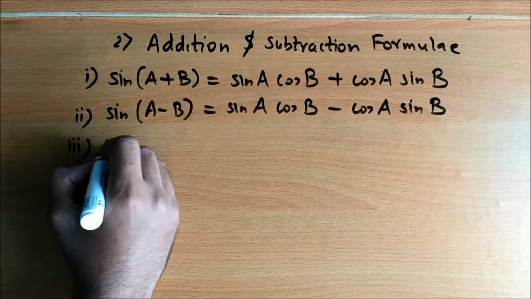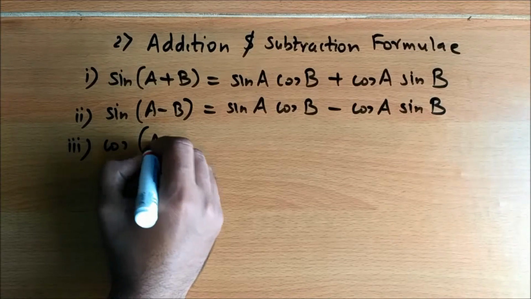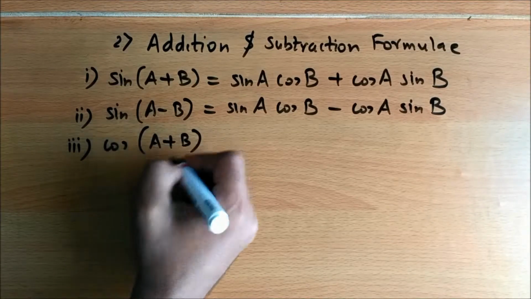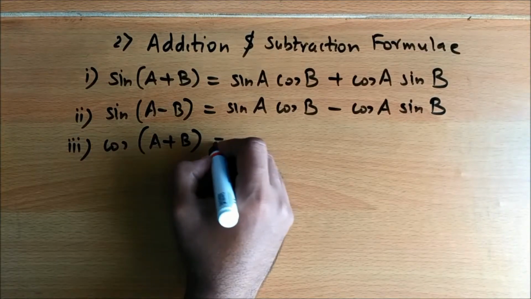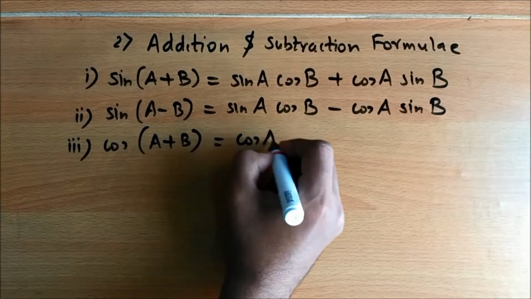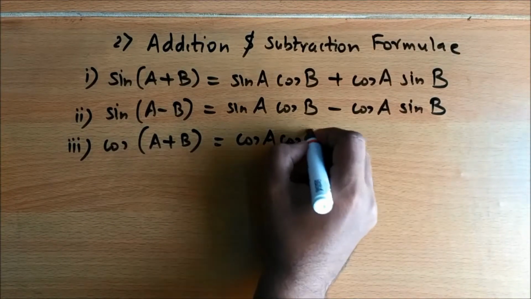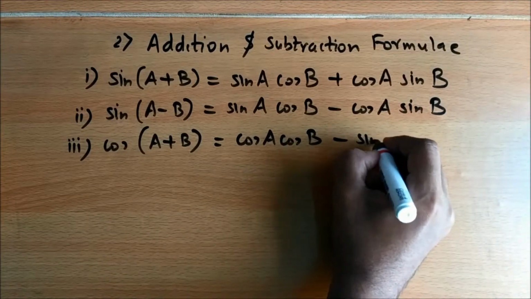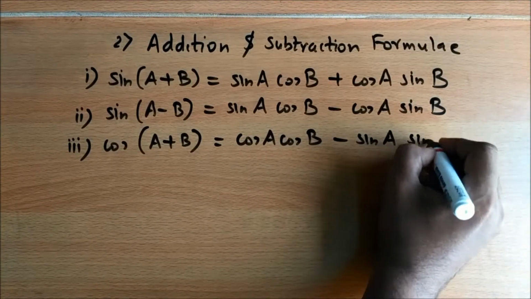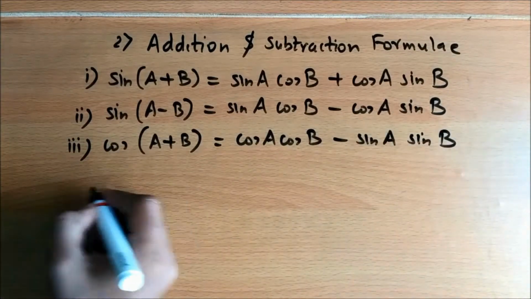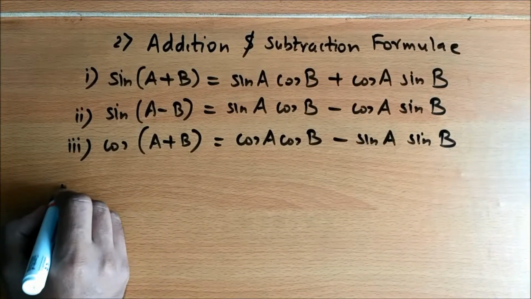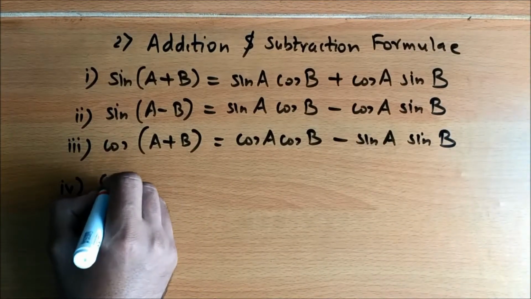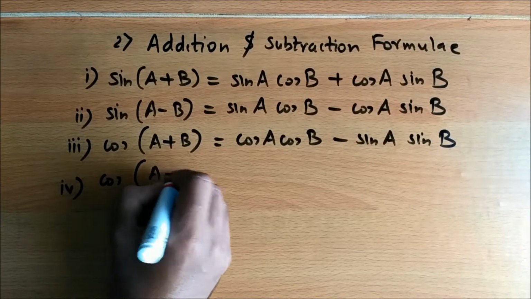And that is cos of A plus B. Now here it is cos cos, sine sine with the opposite sign. So it is cos A cos B, opposite sign, minus sine A sine B. Perfect. Next, the fourth from the group is cos of A minus B.